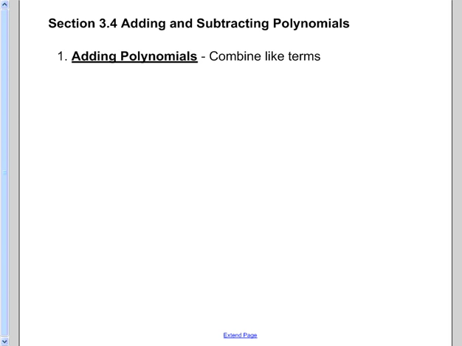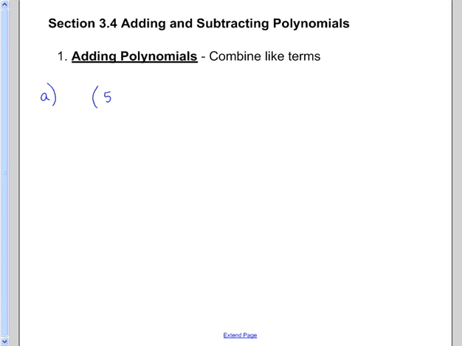Section 3.4 is on adding and subtracting polynomials. The first thing that we're going to look at is adding polynomials. And if you can see by my definition next to it, I just say combine like terms, which is a lot of what we've been doing lately. But really, adding two polynomials is just that, combining the terms that they have that are alike and writing your answer in descending order. The problem will look like this.